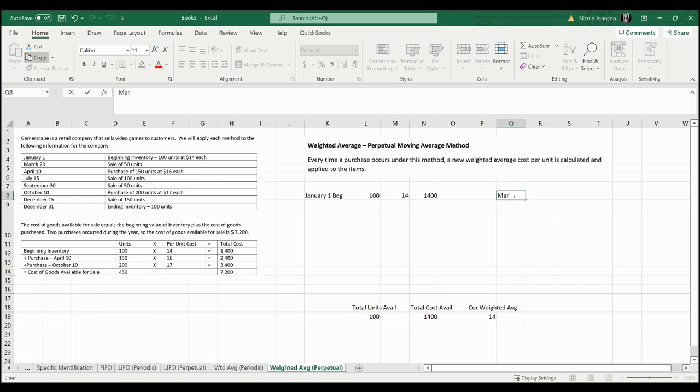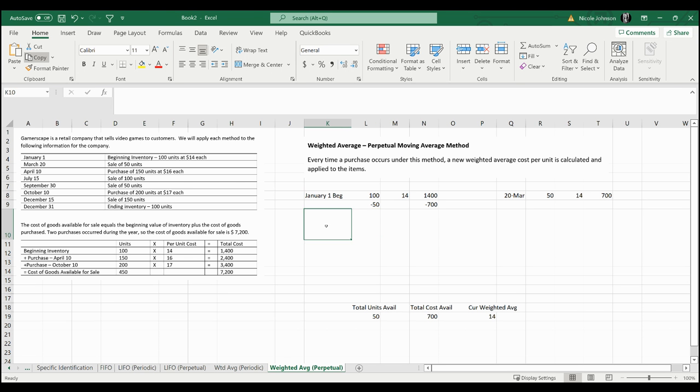So let's start with that March 20th sale. We had a March 20th sale of 50 units. We're going to take the current weighted average, and that's going to be our cost per unit right now. So 14 is where we are right now. So we sold 50 at 14, at 700. So in these numbers over here, this is basically my inventory calculation that's going on as we're going through the period. I'm going to subtract out 50 units and $700 worth. So right now I have 50 units available at a total cost of 700. The current weighted average is still 14.